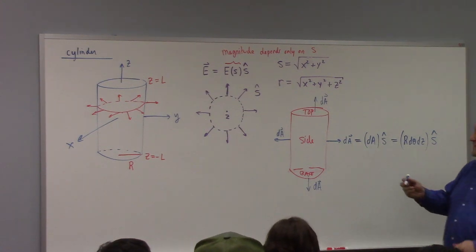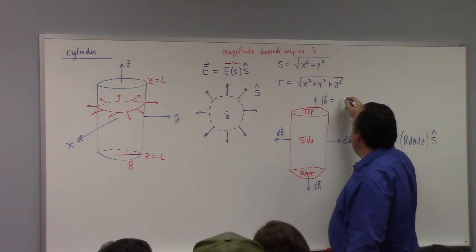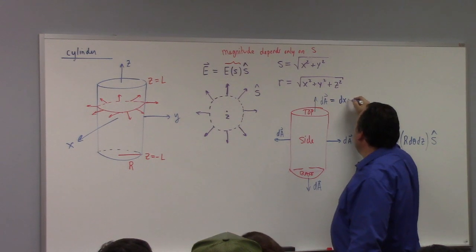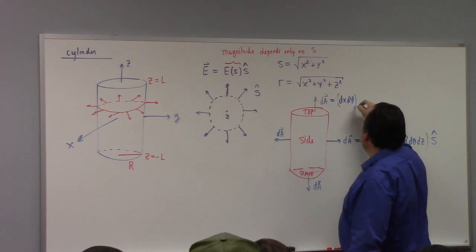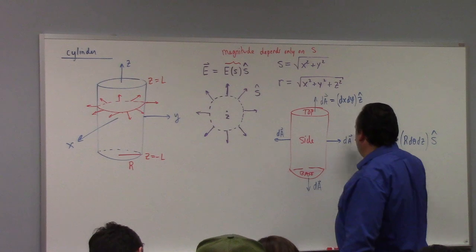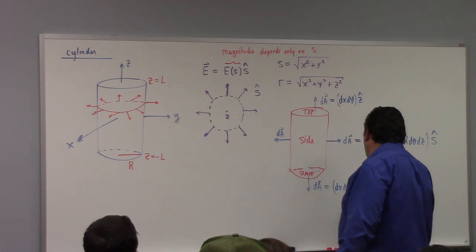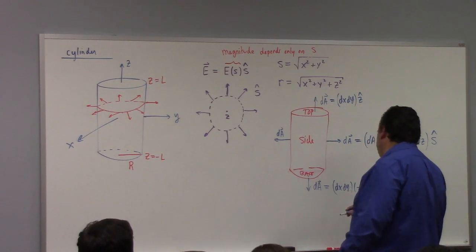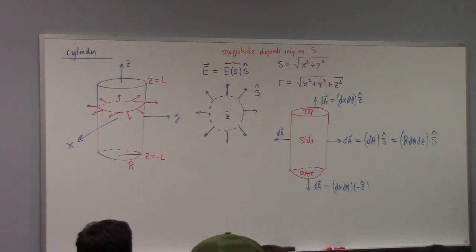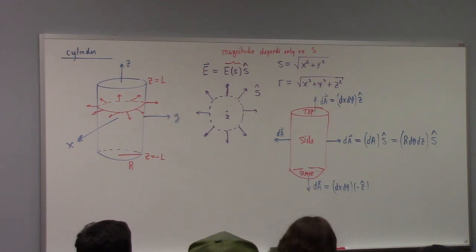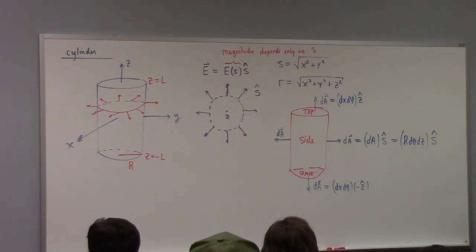So that would be the formula for the side. Now let me just, for the sake of specificity here, dA on top would be something like dx dy z hat, and down here, if you want me to give you a formula, you could do something like dx dy minus z hat. All right. Now we don't even need all this formula stuff. I'm just throwing it out there, because I can describe to you what the flux is of this electric field through the cylinder without any kind of calculus at all, right? We don't even need calculus here.